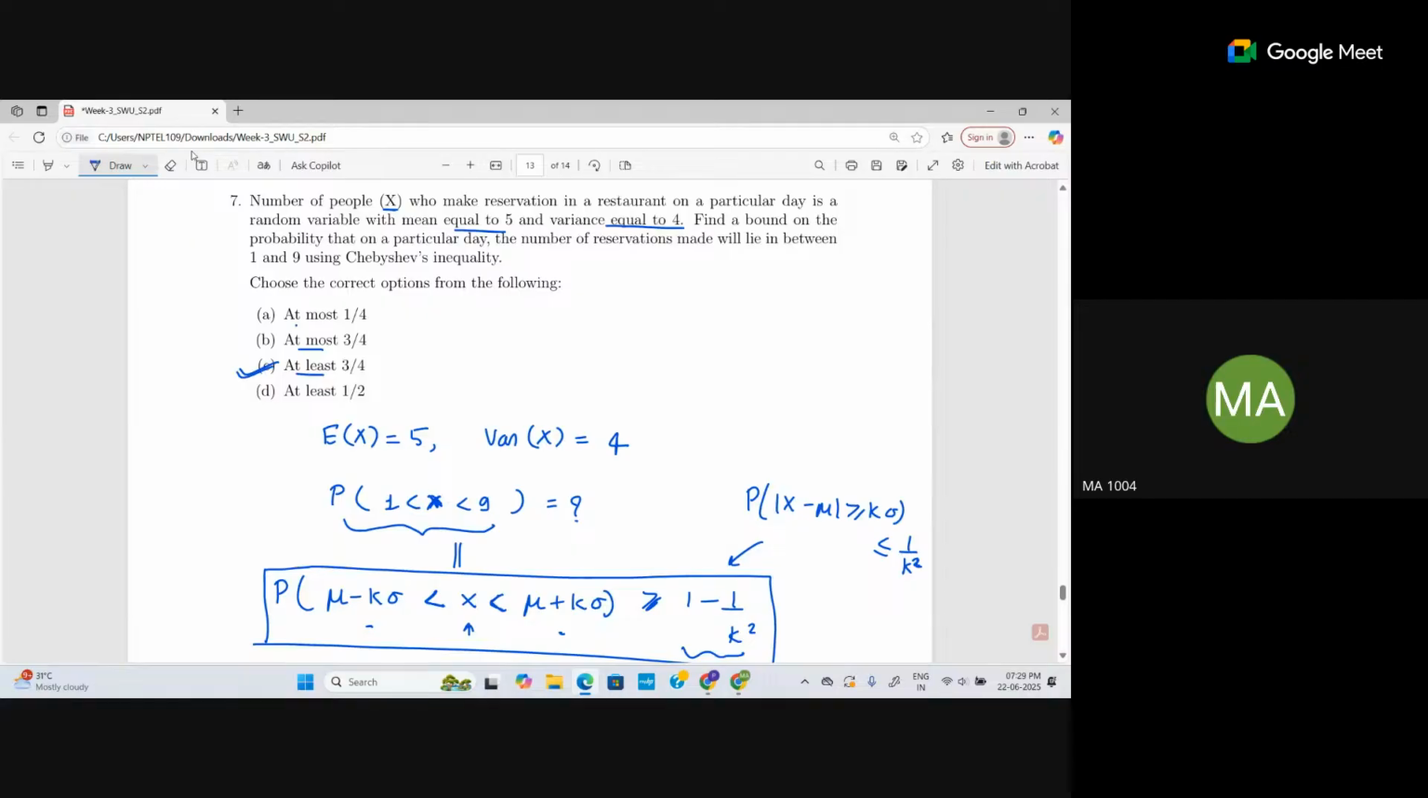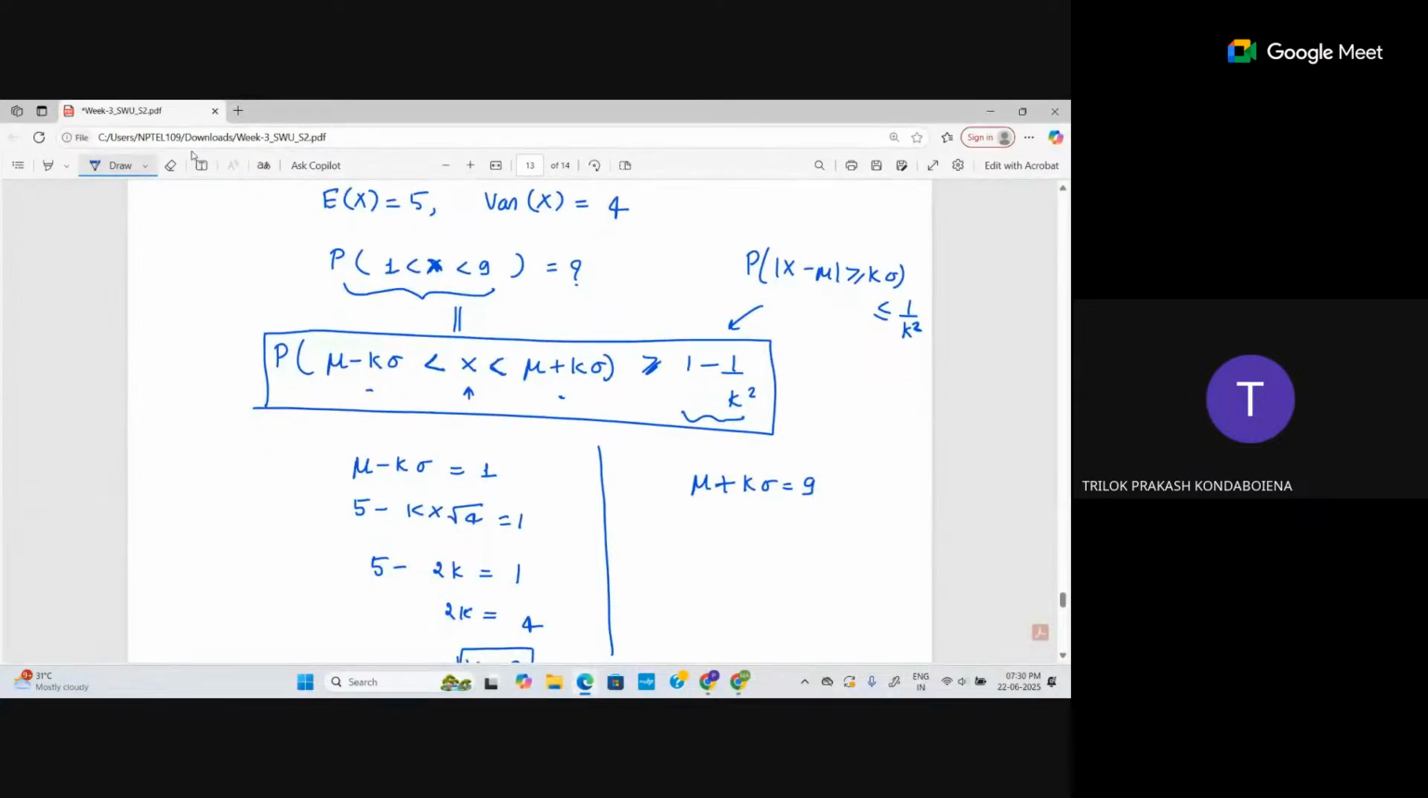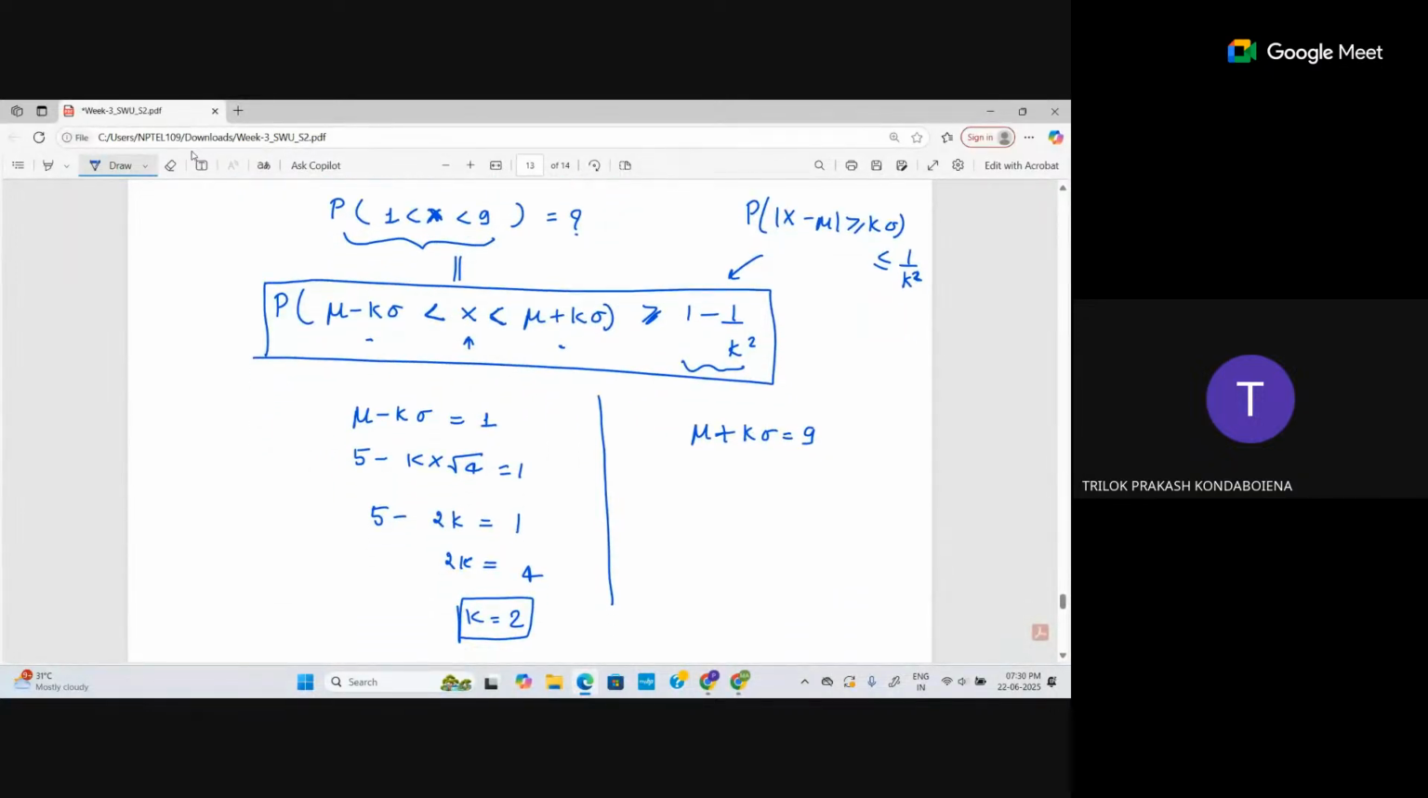Okay, everyone is clear with this question? Any doubt? Ma'am, can you explain this formula, the derivation of the main formula into the one where you put a rectangle around it? How did you arrive at x minus mu greater than or equal to k sigma, less than or equal to 1 by k square? How was it transformed into the formula? Can you just explain this?